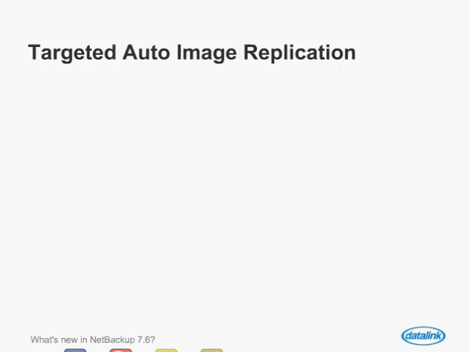Automated image replication, or AIR, is a function that many of our customers have found very useful within 7.5 and the previous releases. One of the challenges with AIR is it was kind of an all-or-nothing implementation. If you're going to do a replication from a source, you had to replicate everything over to that particular target.